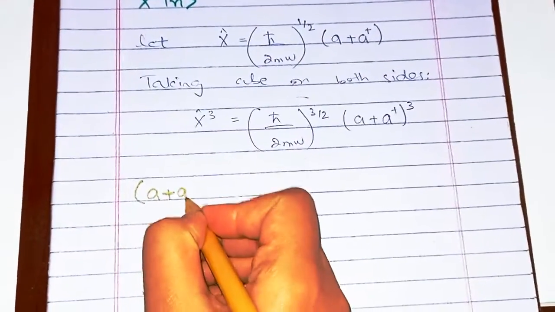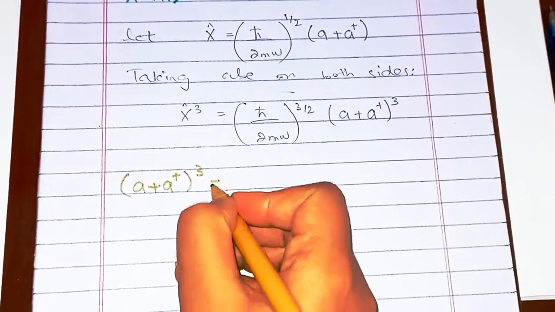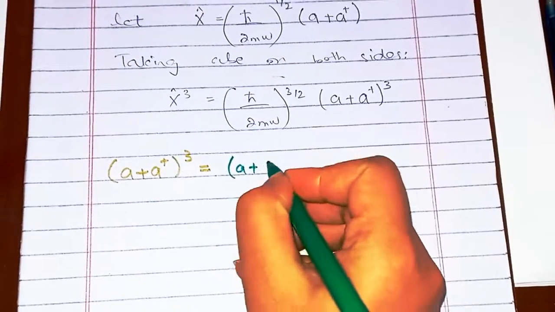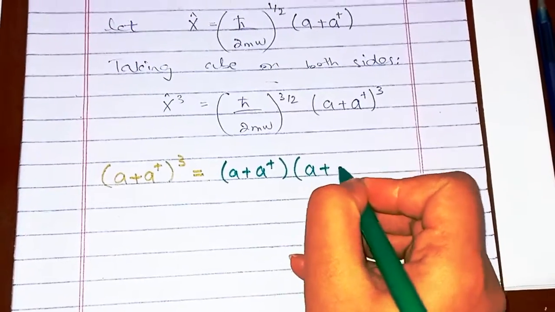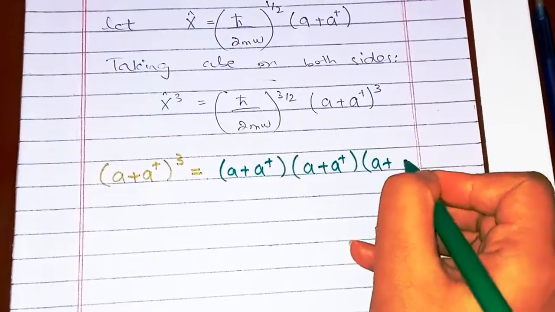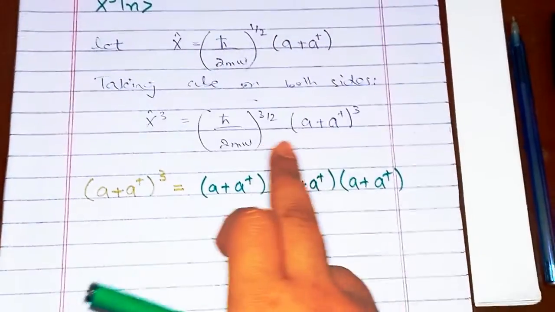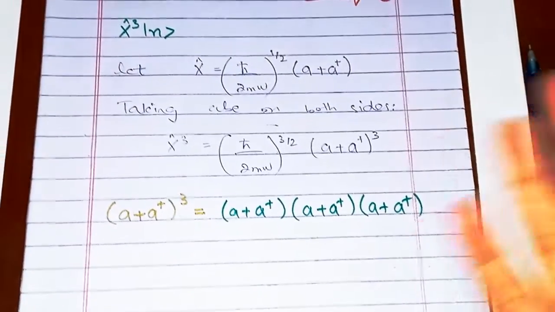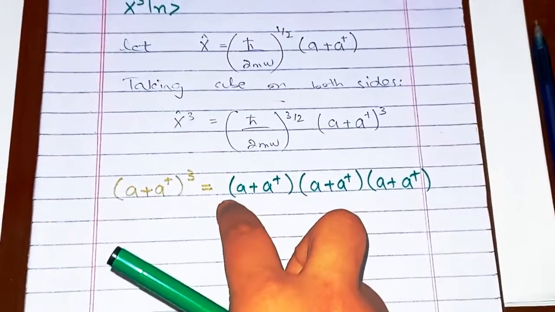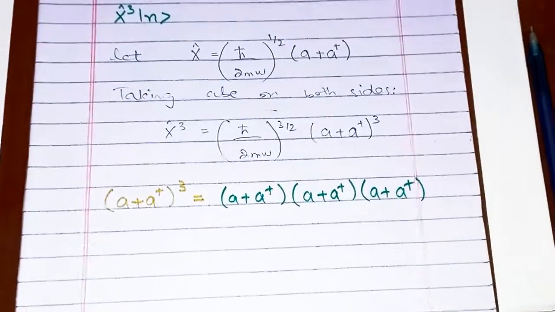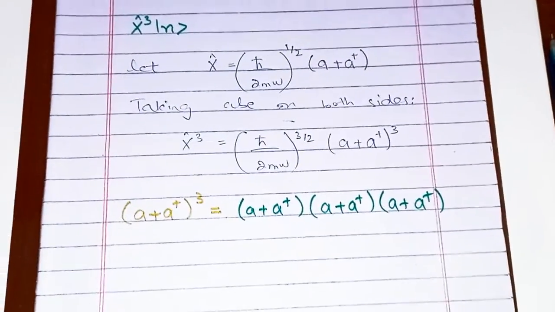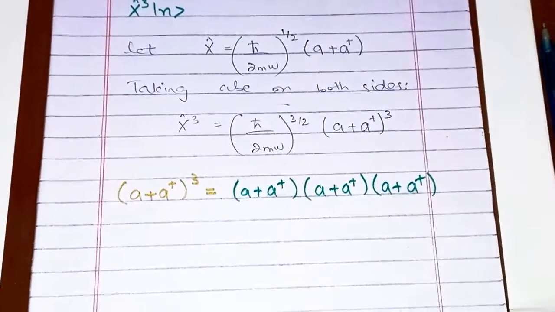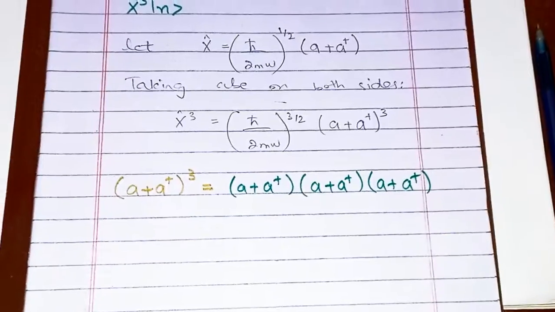(a + a†) whole cube is actually equal to (a + a†) times (a + a†) times (a + a†). You cannot use those mathematical formulas where, you know, (a + b)^3 expands with 3a²b terms. No, you can't do that. You have to multiply them separately, because in operators the order matters and in simple scalars the order doesn't matter, and that is why you cannot use those mathematical formulas.